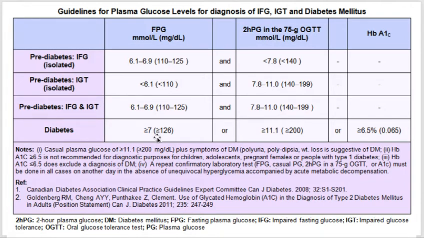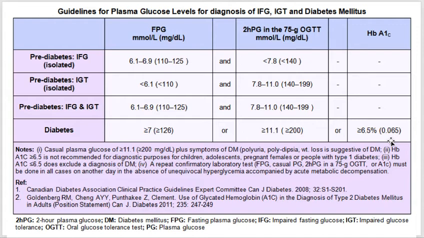Whereas in this one, their values are coming more than 7 if we are doing this test, or if we are doing the oral glucose tolerance test, the values will come back as more than 11.1. And I told you what glycosylated hemoglobin is. Whenever the value is more than or equal to 6.5%, we call it diabetes mellitus. Okay, so that's how we diagnose diabetes mellitus.